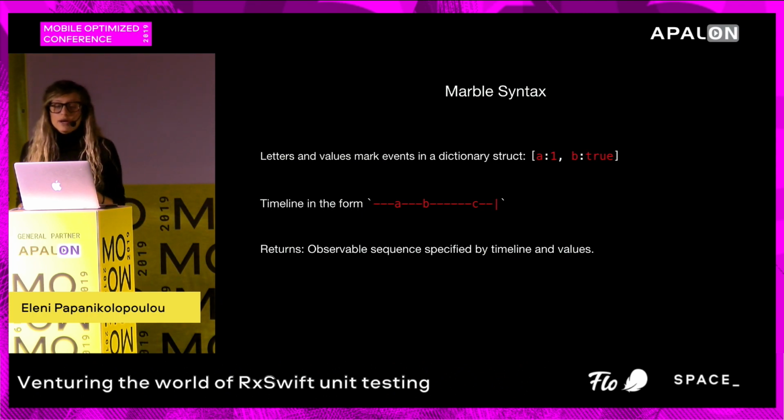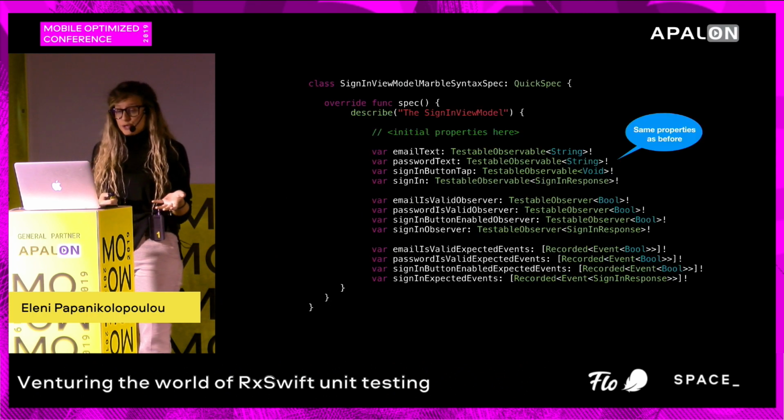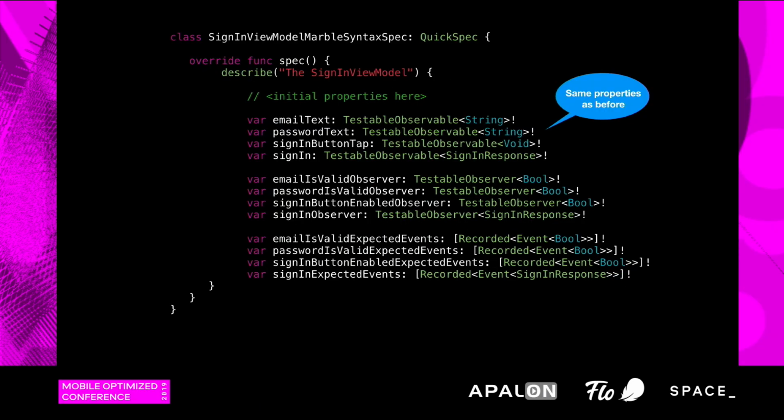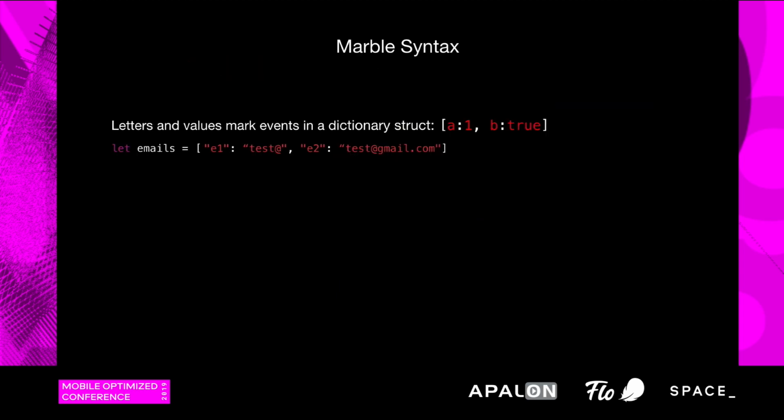And this is how, by using this syntax, we can specify an observable. So we're going to have exactly the same properties as before. We're going to have testable observables for the input observables, and observers to listen for the events, and an array of recorded events. But we're going to initialize them differently. We're going to use Marble syntax in order to initialize them.